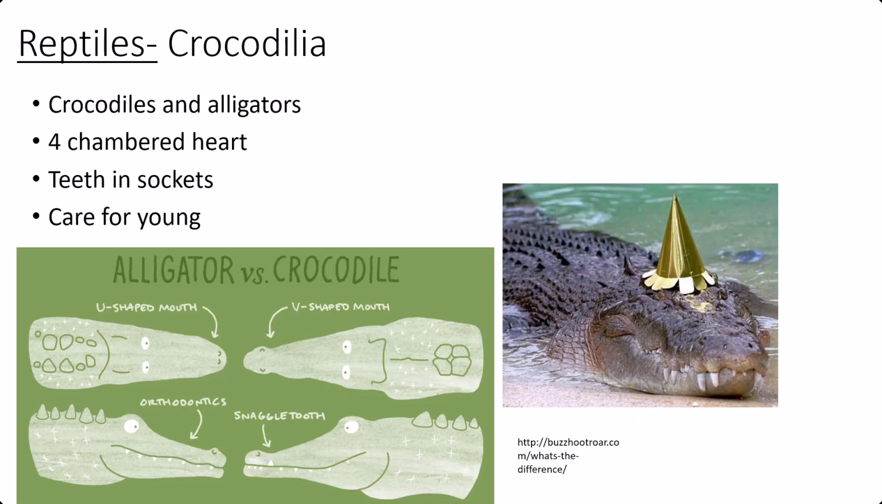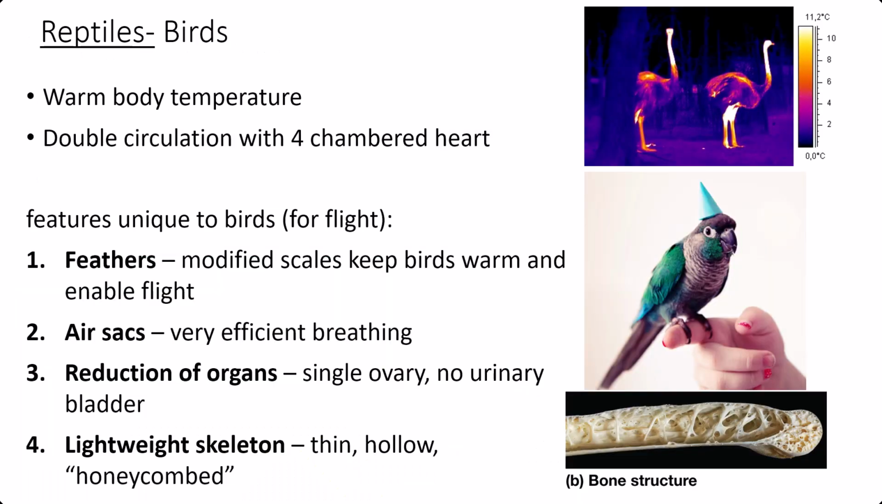So then the crocodilians are reptiles as well. This includes crocodiles and alligators. They have a 4-chambered heart and teeth in sockets, and they do parental care. There's also the birds and the reptiles. They have a warm body temperature. They have double circulation with a 4-chambered heart. And then birds have some unique characteristics that allow them to fly.